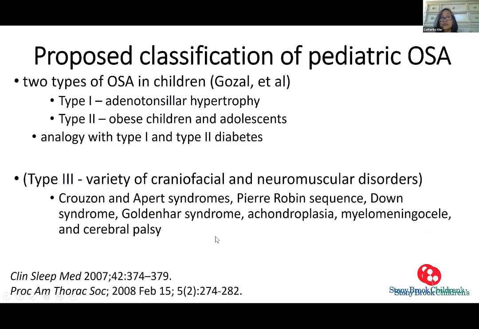Now, David Gozal has proposed a classification of obstructive sleep apnea as being type 1, where it's associated with adenotonsillar hypertrophy, and type 2, the obese children and adolescents. So it's very helpful to categorize them, very analogous to type 1 and type 2 diabetes, so that they have a different approach to management. There is even a proposal for a type 3, wherein there's a variety of craniofacial and neuromuscular disorders. Again, this is more of a specialized management.